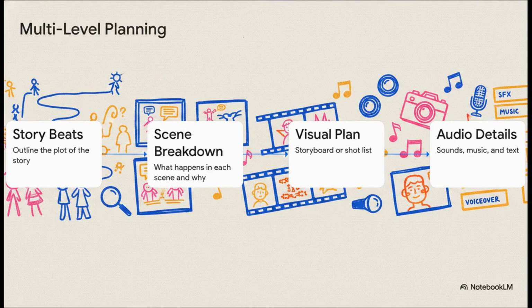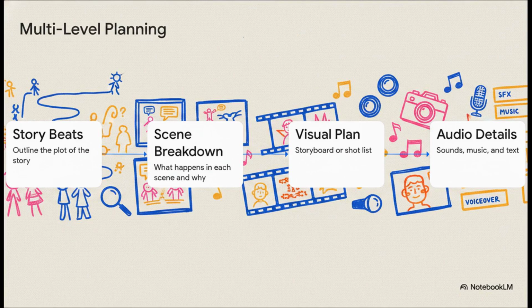Step 1, you outline those broad story beats, your basic plots. Step 2, you do a scene breakdown, so figuring out exactly what happens in each scene and, crucially, why it happens. Step 3 is your visual plan, which is your storyboard. And finally, Step 4, mapping out the audiovisual details, things like sound effects and text.